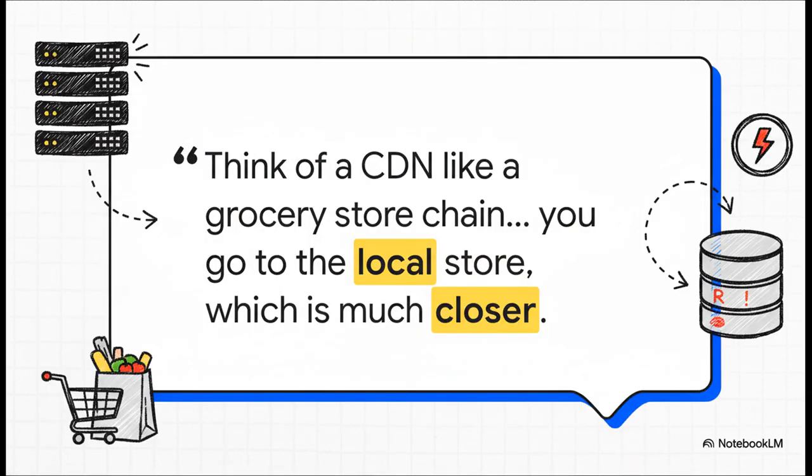I love this analogy from Cloudflare for how caching works on a global scale. CDNs, or content delivery networks, are like a worldwide chain of grocery stores.